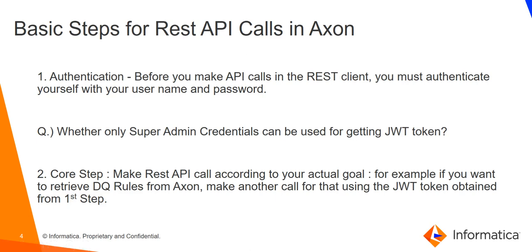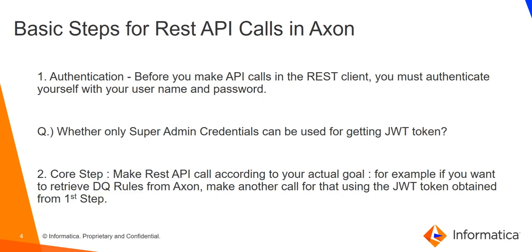Moving further, let's see the basic steps for REST API calls. As we all know, Axon is a data governance tool, so we don't want to allow anyone who is not authorized to fetch information from Axon or to update any existing value in Axon. Just for that, before making any REST API call, it is mandatory to authenticate yourself. That is, you have to provide your username and password. Then, if that particular user is present in Axon, Axon sends you a JWT token. Then you can use that JWT token for your further calls.